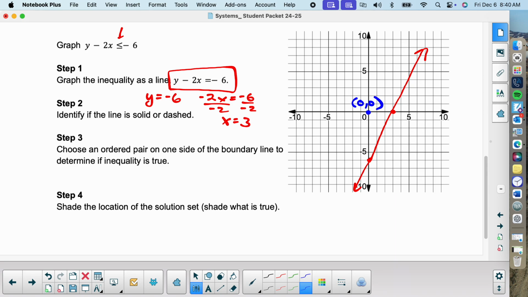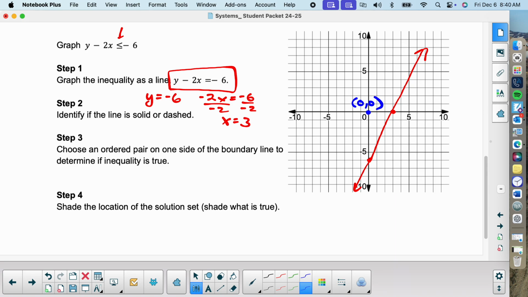Now, anytime you draw a line, half of the graph is gonna be true answers, half of the graph is gonna be false answers. We just don't know which half is which. So we pick a random point, but we generally pick 0, 0 because it's super easy numbers. And then we figure out if 0, 0 is true or false. Whatever 0, 0 is, the other half is the opposite.